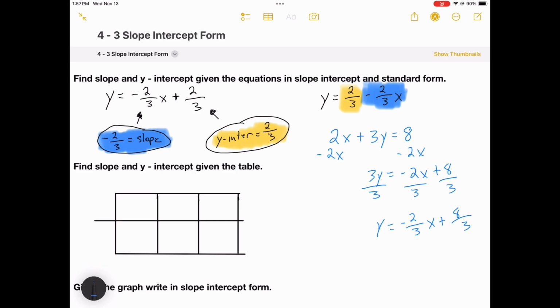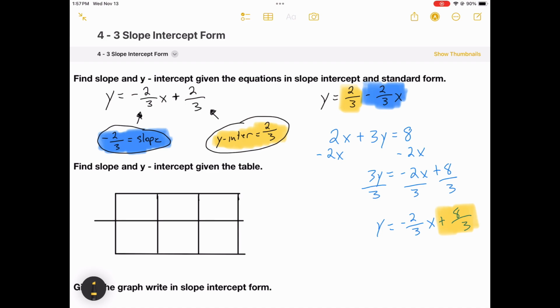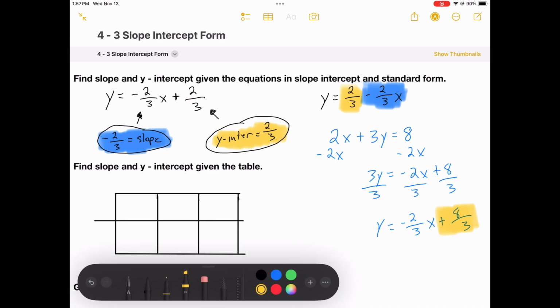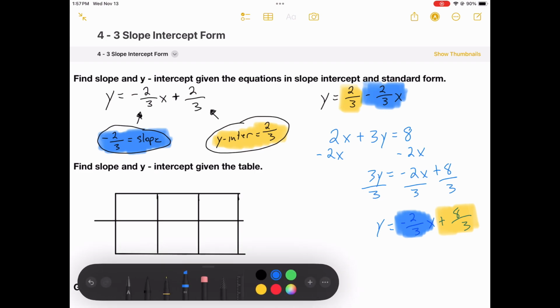Okay, so it's kind of obvious now what my y-intercept is. Well, my y-intercept is going to be located right here. And my slope is, again, going to be located right here attached to the x. Okay, so just be aware that they might ask you both ways.